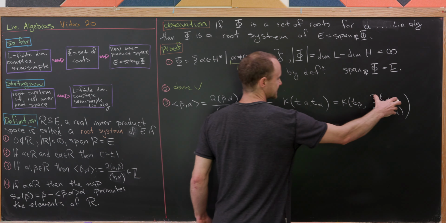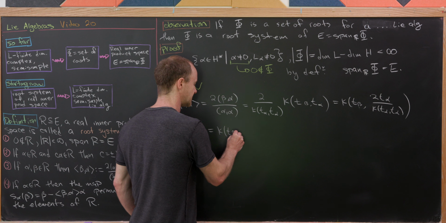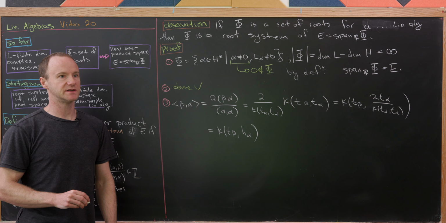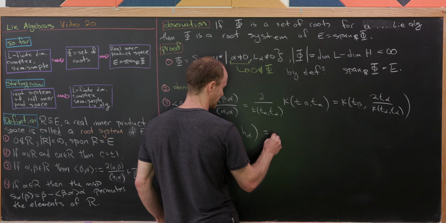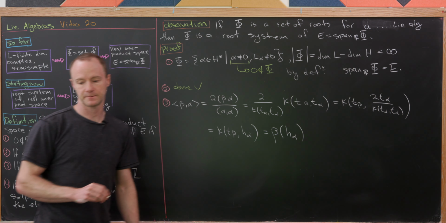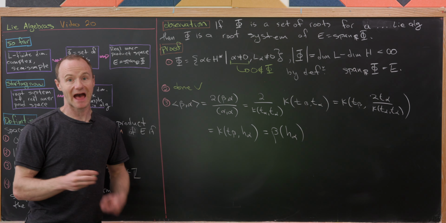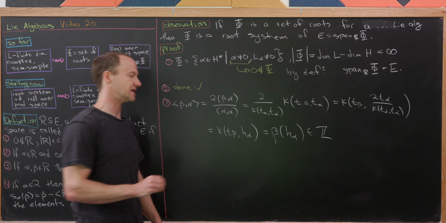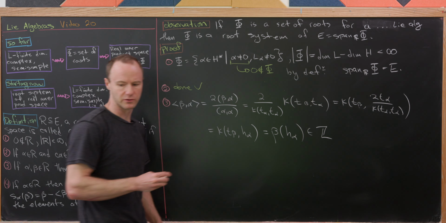But now let's recall that this thing right here in the second entry was H alpha. So here we have kappa of T beta with H alpha. But then let's recall that T beta was the unique element of H satisfying the following condition, and that is that this is equal to beta evaluated at H alpha. But then beta evaluated at H alpha is an eigenvalue of the adjoint action of H alpha, and so that means that this is inside of Z. And that's because the eigenvalue of that adjoint action is integral by stuff we proved before.